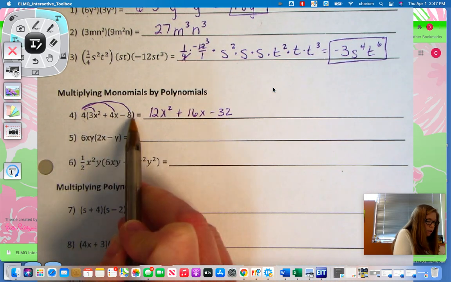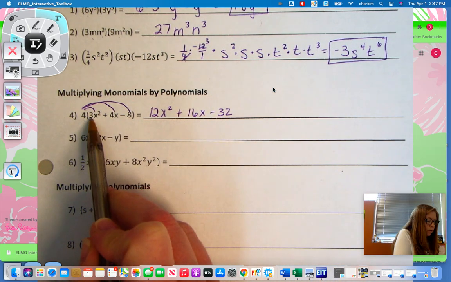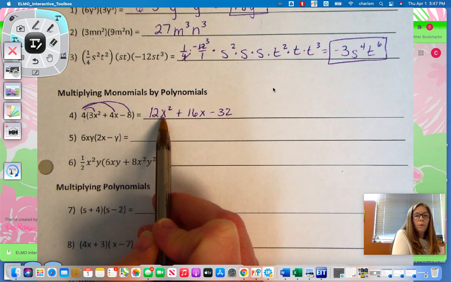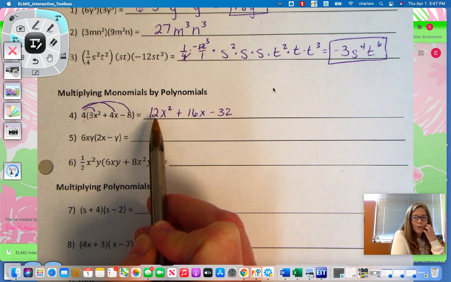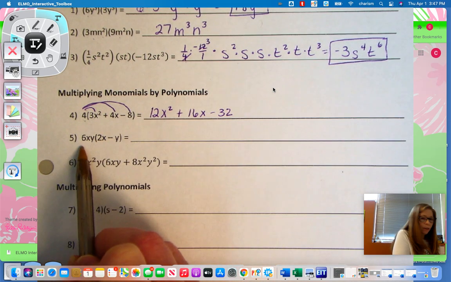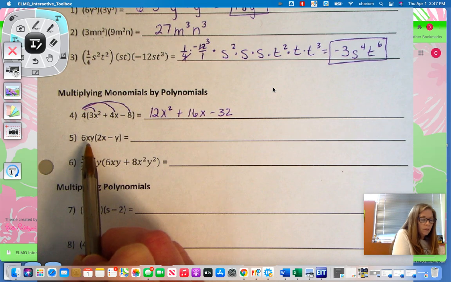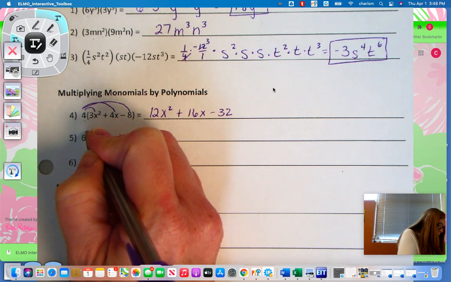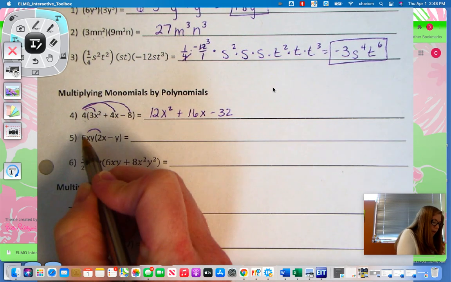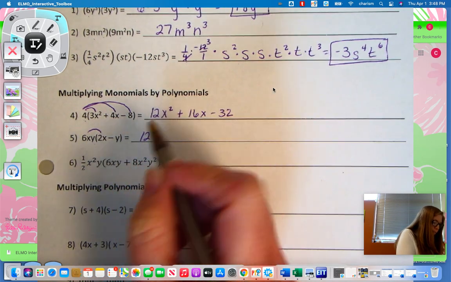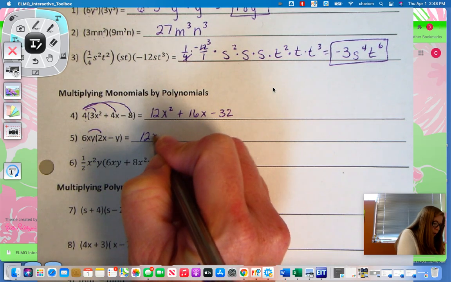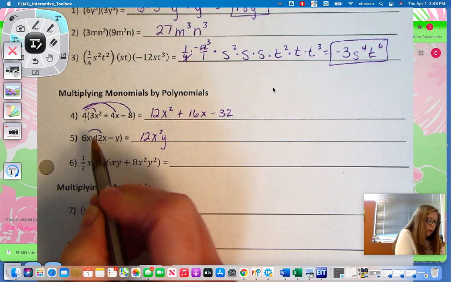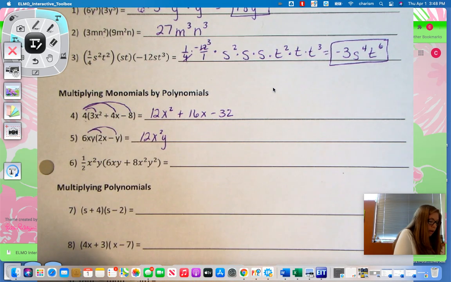So we started with the trinomial. We moved every single term, we multiplied every single term by 4, and we ended up with a new, much larger trinomial. Let's see how it looks for number 5. Now, number 5 is a little bit more interesting because you have a 6 and an x and a y. So you've got some variables, but we're going to go ahead and do distributive property. So we have 6 times 2, which is 12, x times x, which is x squared, and then still times the y. Right? So we've got that one term done, and now we're going to multiply that by the negative y.